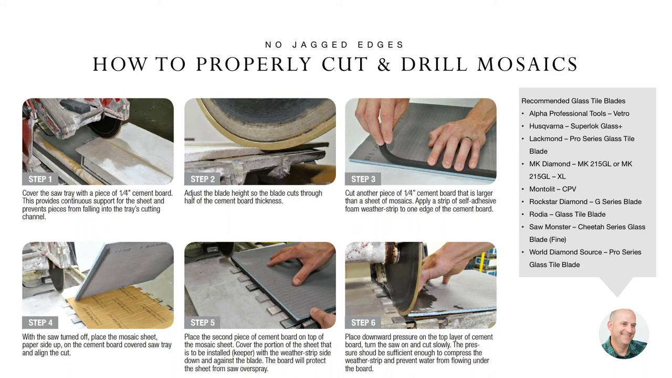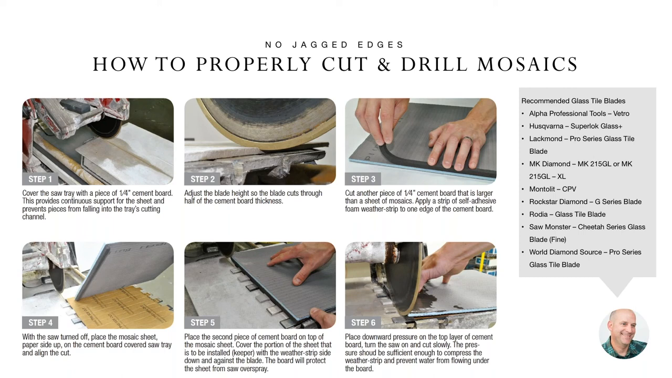The next thing you do is you lift the head of the saw motor up so it cuts about halfway through the cement board. You need the blade to pass through the tile, but obviously if it passes all the way through the support, you have two pieces. So cut about halfway through. And then take a second piece of cement board and cut it to about the size of the sheet. And along one edge, you apply a piece of foam weather stripping.